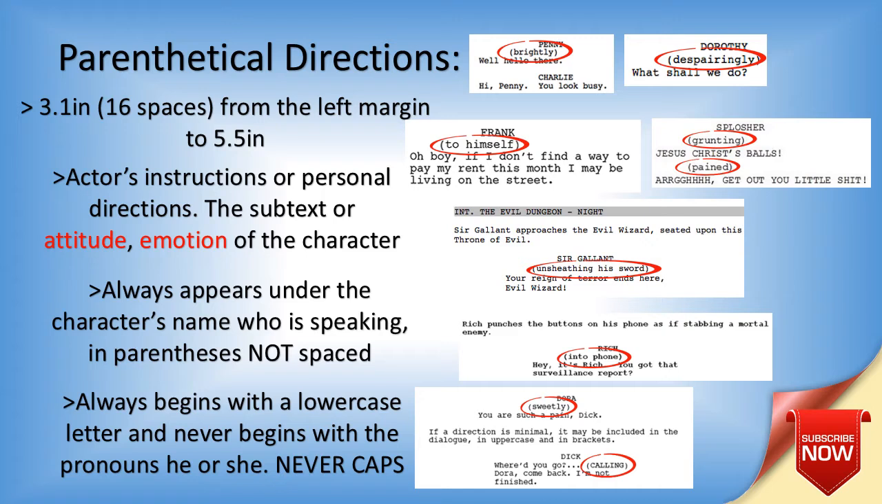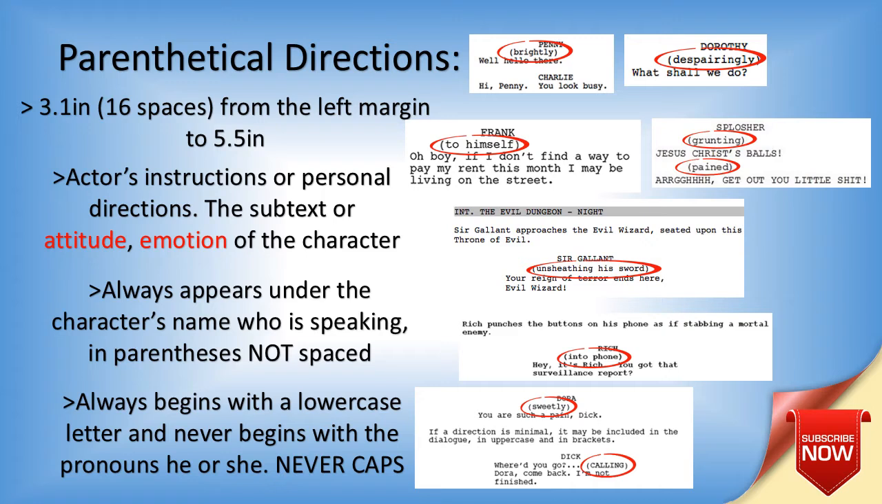In this video, we're going to focus on parentheticals, or parenthetical directions. So let's talk about where to place them. It's 3.1 inches or 16 spaces from the left margin to no further than 5.5 inches. That's the range. If you're using a screenplay format, everything's already, margins and spacing set already, so you don't have to worry about that. Just letting you know.